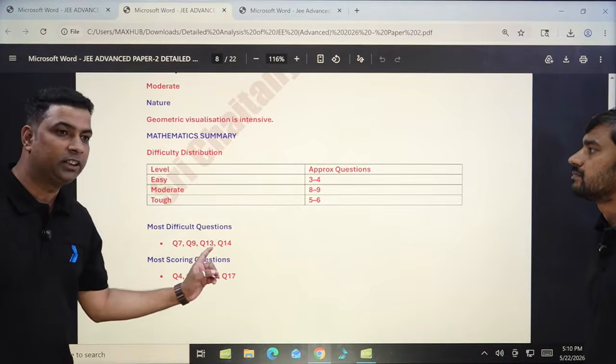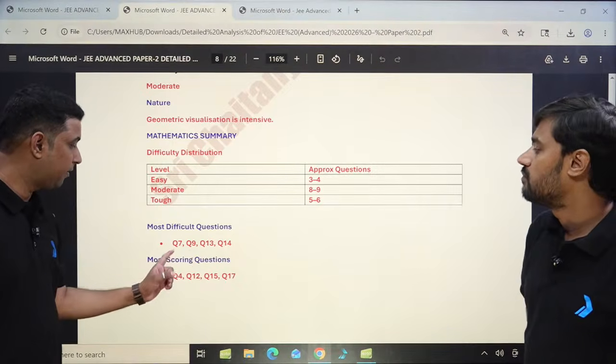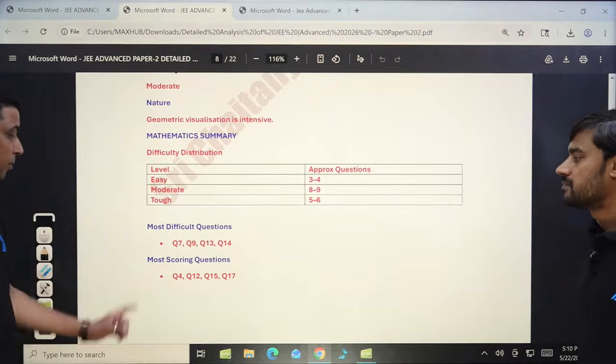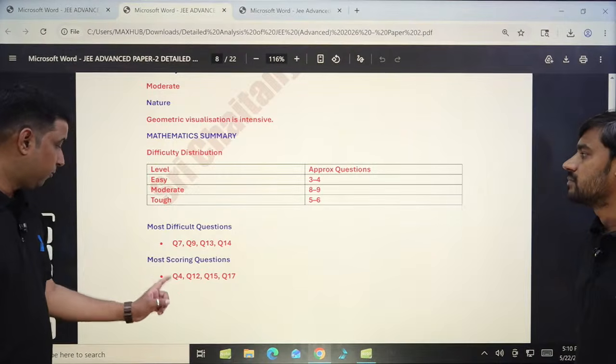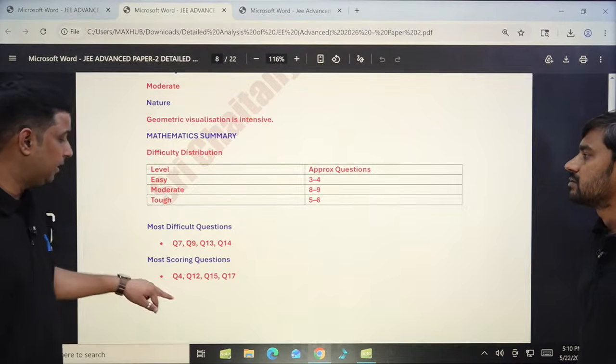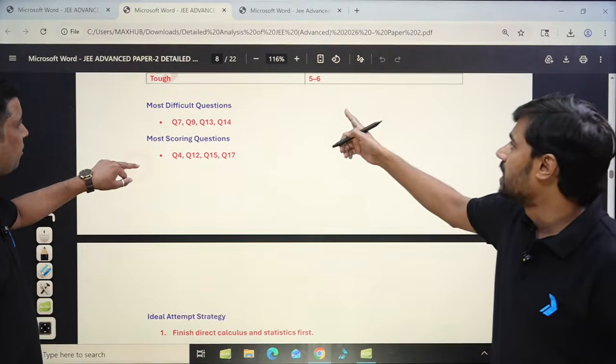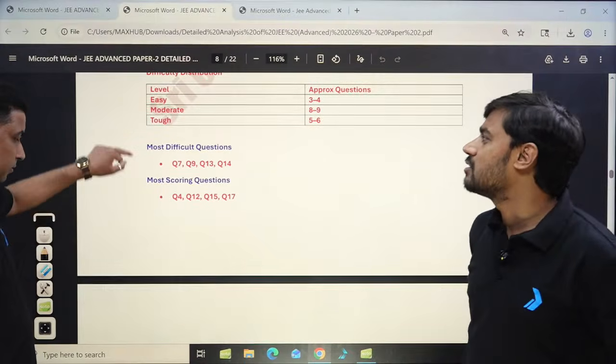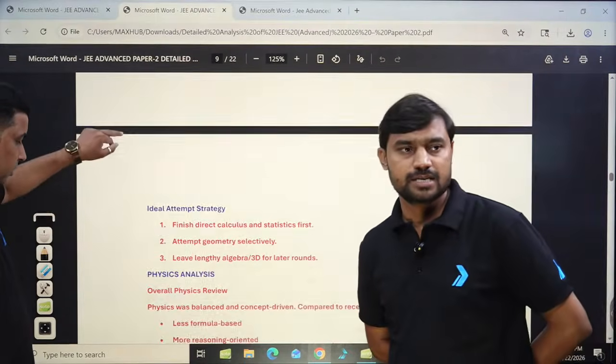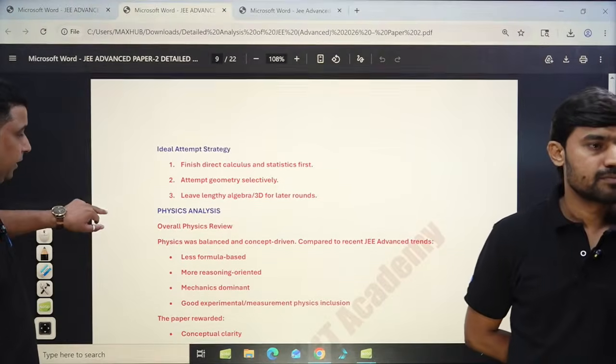The most difficult questions of paper 2 were question numbers 7, 9, 13, and 14. Most scoring questions were 4, 12, 15, and 17. Moderate was 8 to 9 questions. So we can say overall moderate to tougher side, right? Now it's about the physics analysis, sir.